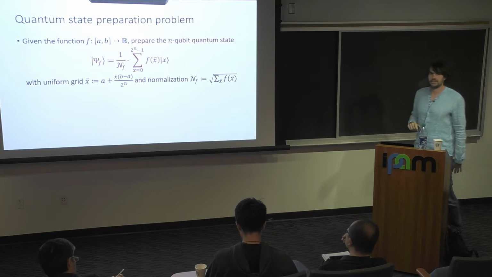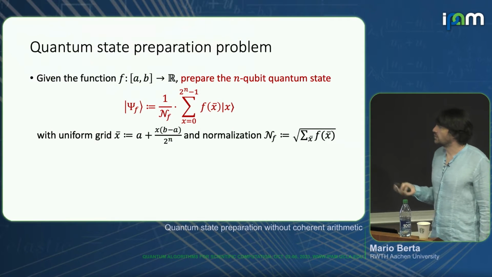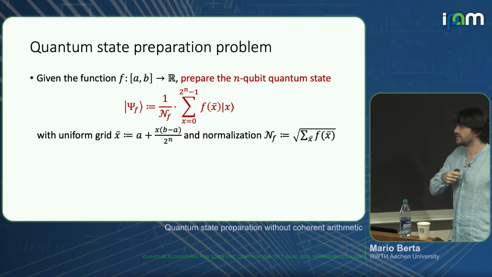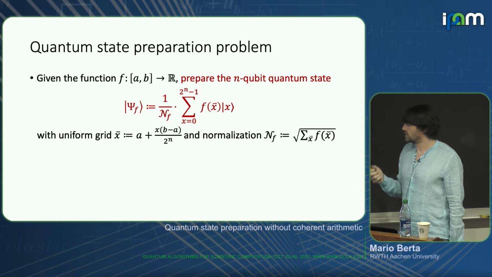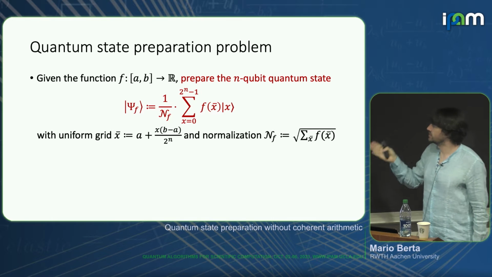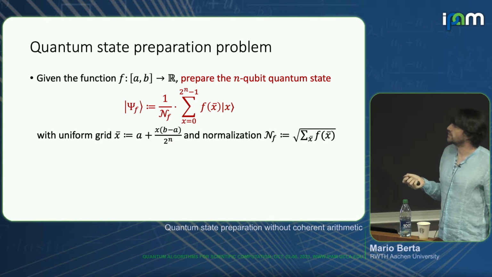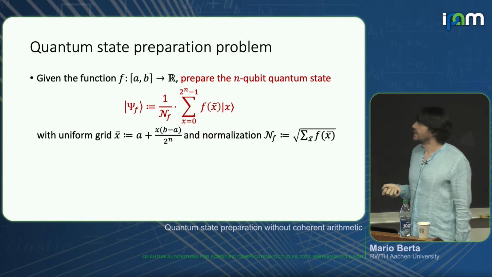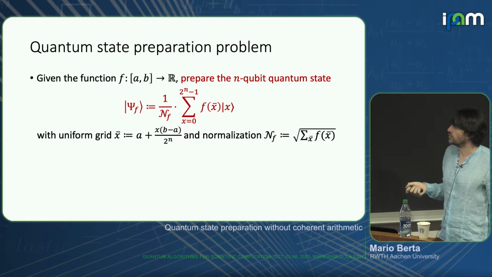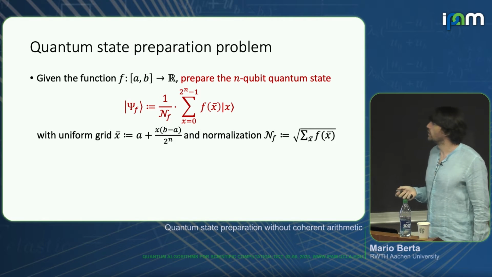Good. Okay, so let's just start with the problem that we look at. So we'd like to do state preparation where the amplitudes of the state are distributed according to some function. So here is an example. This is for the real case, but it doesn't really matter. Okay, so you have a function over some interval [a, b]. And then here we take this kind of uniform grid over this interval. Again, it doesn't really matter.